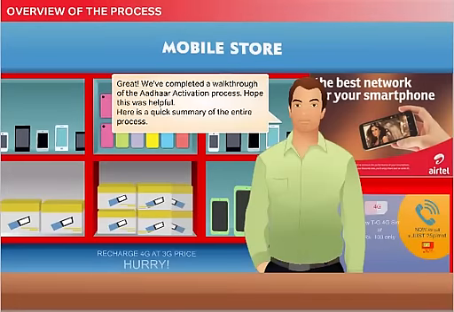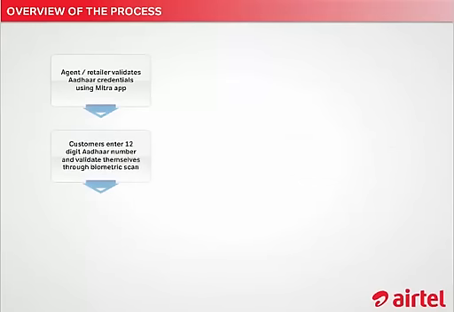Great! We've completed a walkthrough of the Aadhaar activation process. Hope this was helpful. Here's a quick summary of the entire process. The agent or retailer validates their Aadhaar credentials using the Mitra app. Customers enter their 12-digit Aadhaar number and validate themselves through biometric scan.